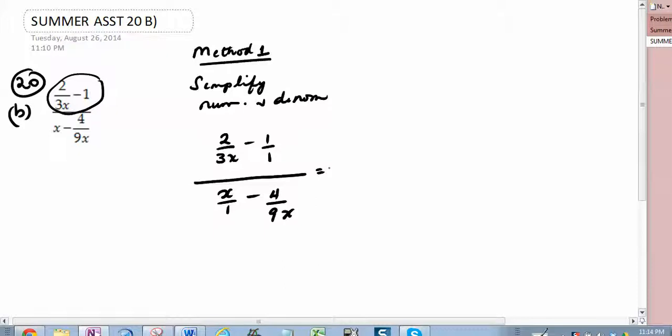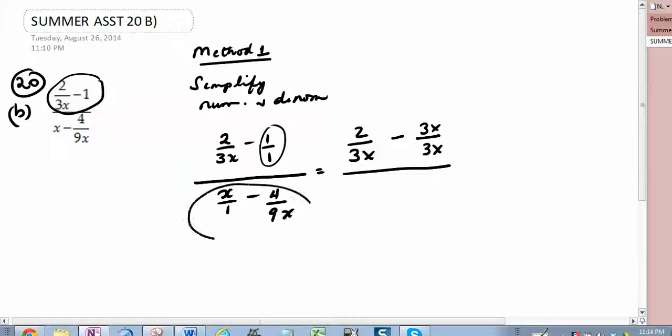How do you subtract fractions? You look for a common denominator. The common denominator in this case is 3x, so my 2 minus 3x is fine. And the common denominator being 3x, I have to multiply top and bottom, numerator and denominator, of my second fraction by 3x.